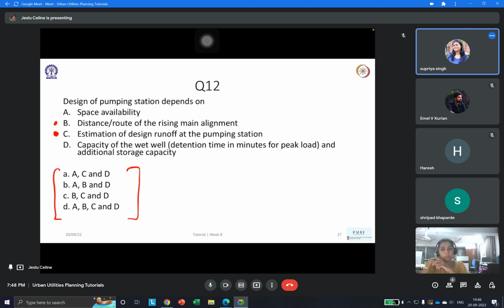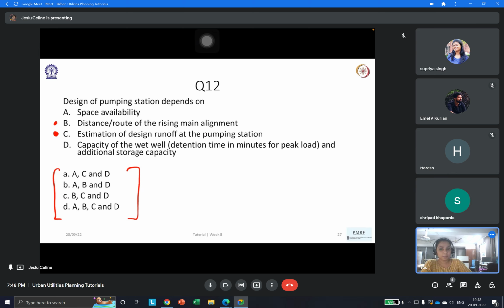Yes. Space availability is also important, and capacity of wet well. What is wet well? Detention time in minutes for the peak load. No, wet well is not the detention time in minutes. Wet well is basically the place where you detain it, and the capacity of wet well will influence the detention time. That is why capacity of wet well is important. That's why I put it in bracket.